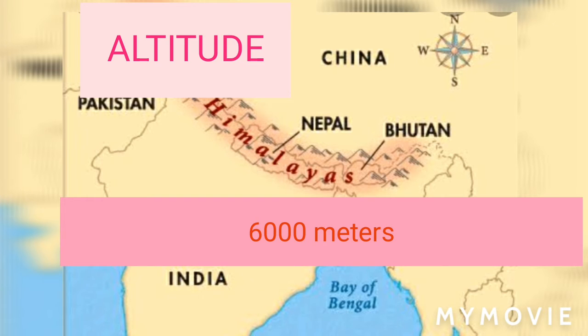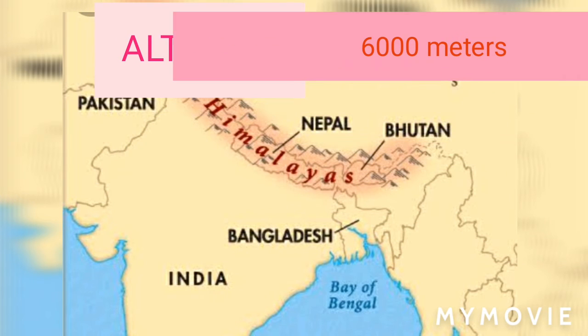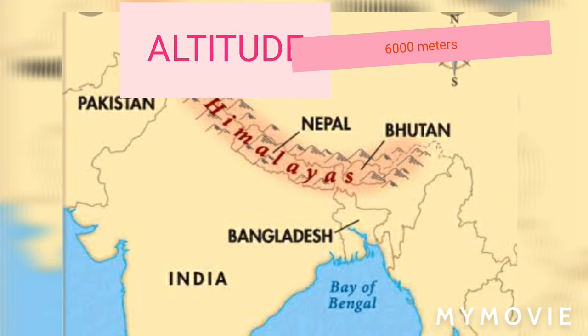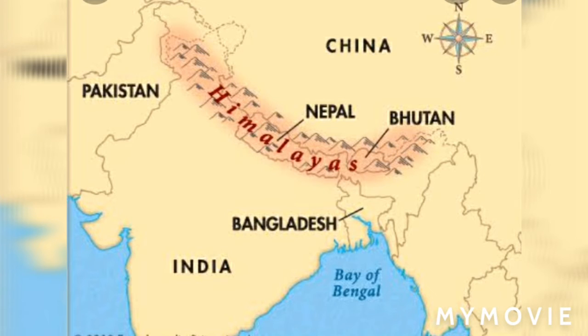Second factor is altitude. India has mountains to the north which have an average height of about 6,000 meters. India also has a vast coastal area where the maximum elevation is about 30 meters. The Himalayas prevent the cold winds from Central Asia from entering the subcontinent. It is because of these mountains that this subcontinent experiences comparatively milder winters as compared to Central Asia.